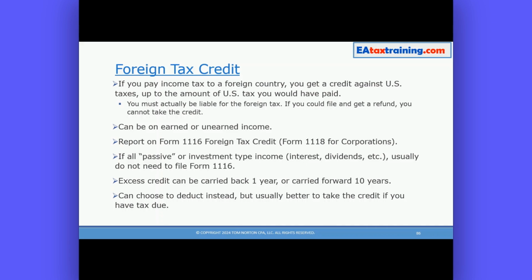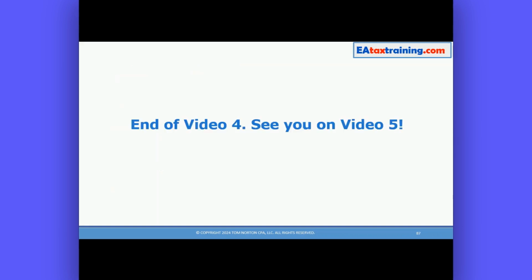If all of your foreign income is passive or investment type income, you usually don't need the 1116. Any excess credit can be carried back 1 year or forward 10 years. And you can choose instead to deduct these taxes instead of taking the credit. But again, it is usually better to take the credit.